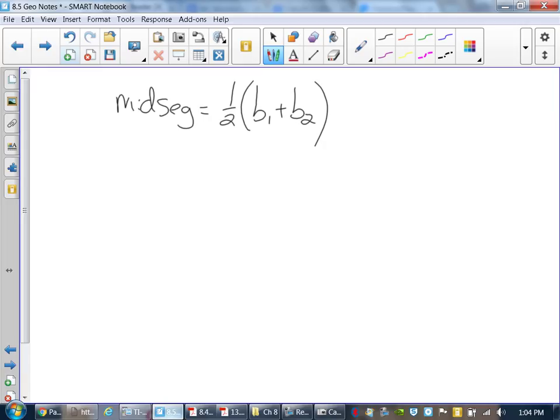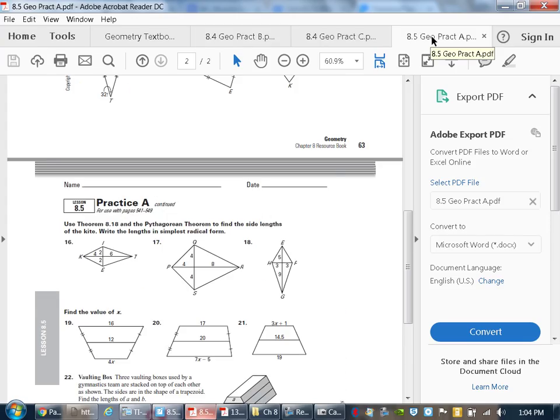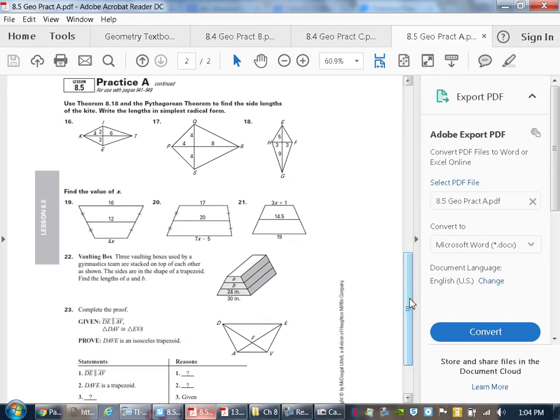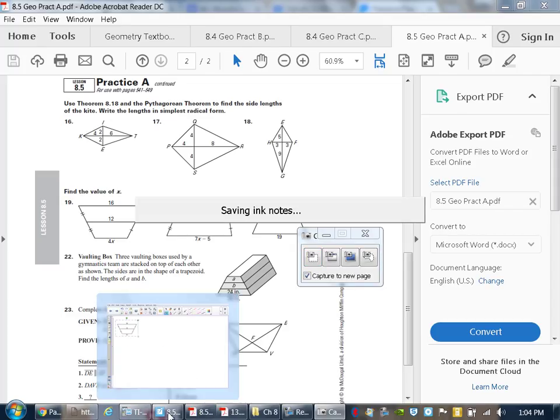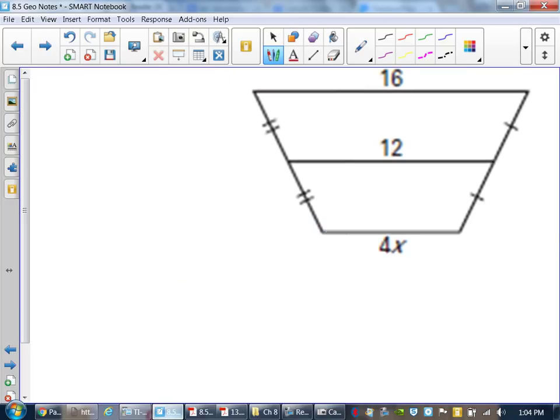For example, let's see if I have this open still. Guys, I don't have that much more to go through here, okay?